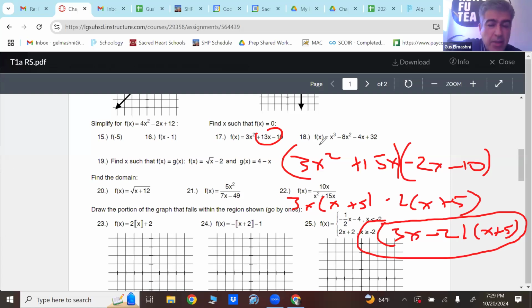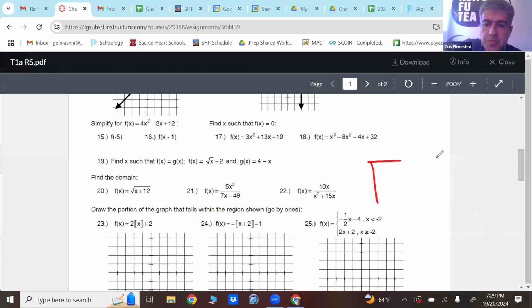Now, another way you may like a little better is what I teach my students in Algebra 2. And I kind of did this, actually, I've been doing this for a long time. I started this in Algebra 1 about 19 to 20 years ago. You have 3x squared and -10. And then you split the 13x into 15x and -2x.